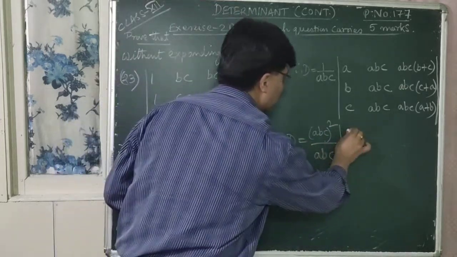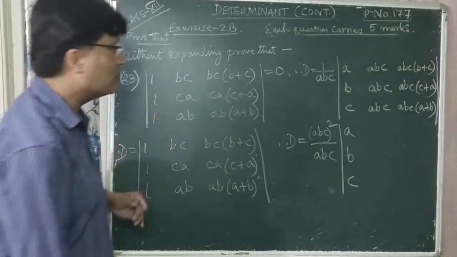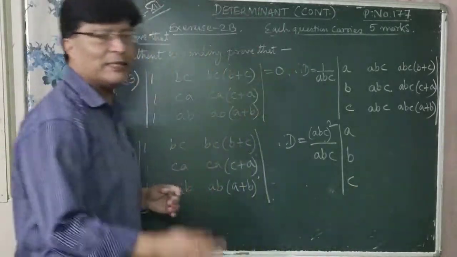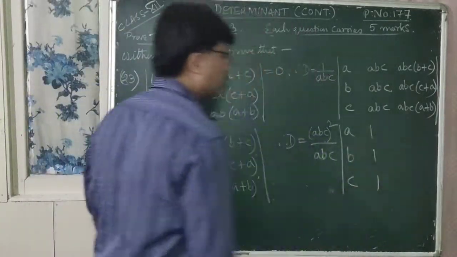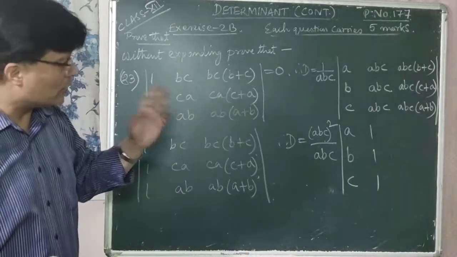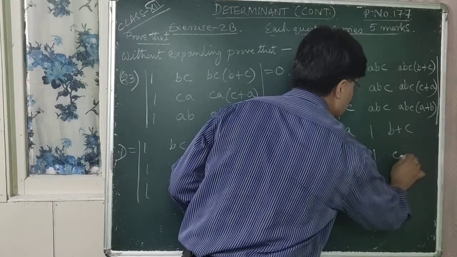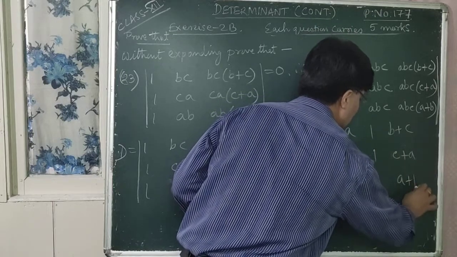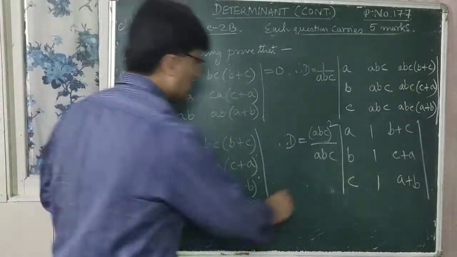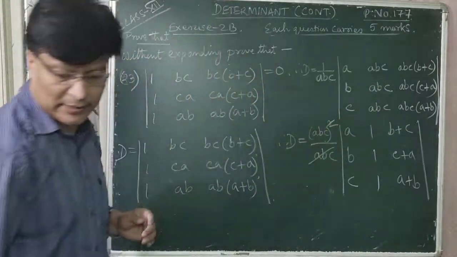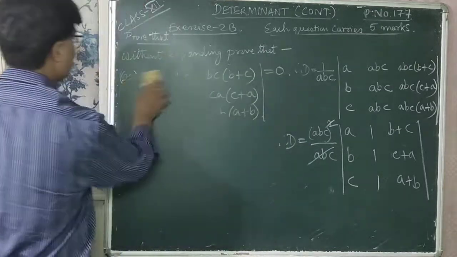What is the first column? First column remains same. Now what is the second column? From the second column, ABC is taken common, right? So it is 1, 1, 1. And from the third column also, ABC is taken common, right? So it is B plus C, C plus A, and this is A plus B. Is that clear to all of you? So now ABC and ABC square gets cancelled here. Now let us simplify it.